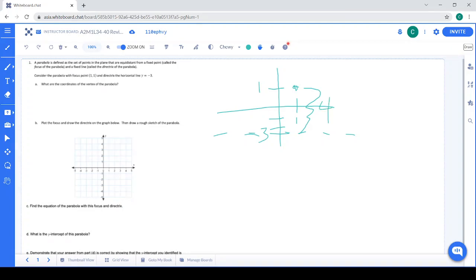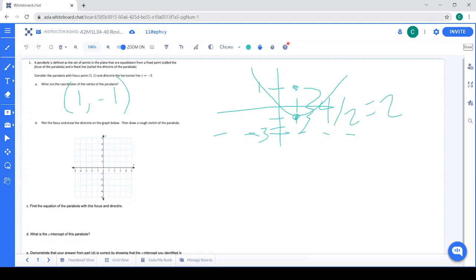I know that there's going to be a distance of 4 in between here. If I go from 1 to -3, it's a distance of 4. That means halfway in between is my vertex. If I divide that by 2, halfway is 2. So if I go down 2 from my focus, I'll be right here, which is the same as going up 2 from the directrix. Therefore, I know that my vertex of my parabola is going to be something like this. Therefore, my vertex is at (1, -1).